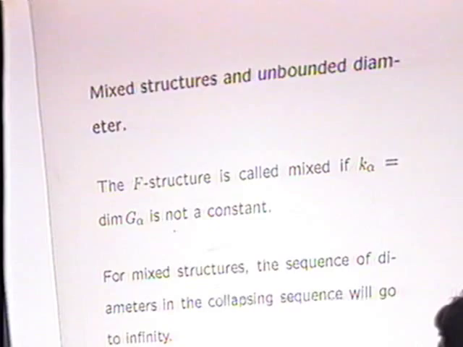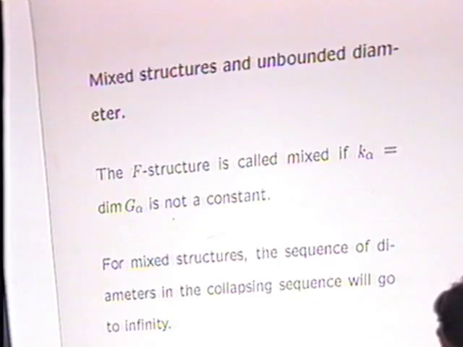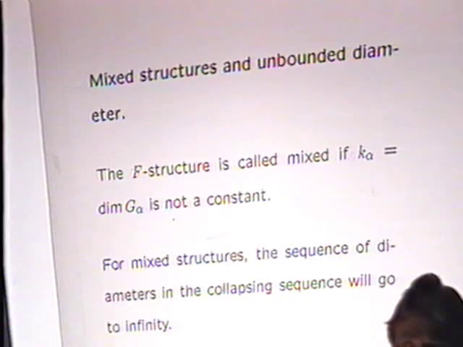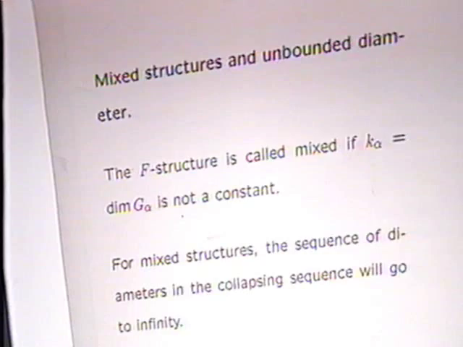So given a structure of the type I described, the F structure, it's always fine to think of the T structure. For mixed structures, definitely the sequence of diameters will go to infinity. So you shrink in the orbit directions, but to keep the curvature bounded, you're also going to, depending on the nature of the thing, have to expand in directions transverse to the orbits. Now, you might have hoped that you could still make, say, the global volume go to zero, as indicated by the graph manifold example. But this turns out not to be so.